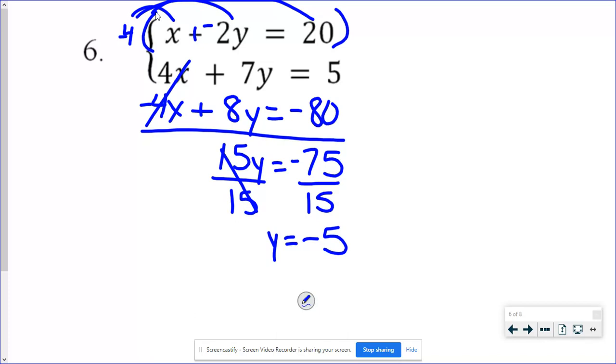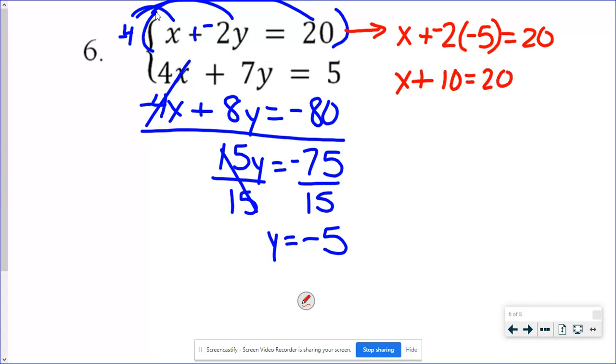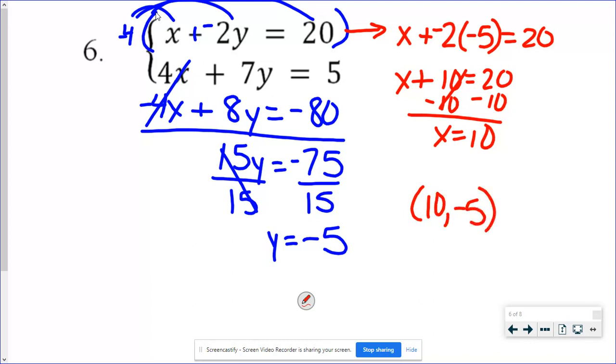To find the x, I would use the top equation. Again, no coefficient in front of the x. So I have x plus a negative 2 times negative 5 equals 20. Negative 2 times negative 5 is positive 10. So x is going to be 10. So my ordered pair is going to be 10 and negative 5.